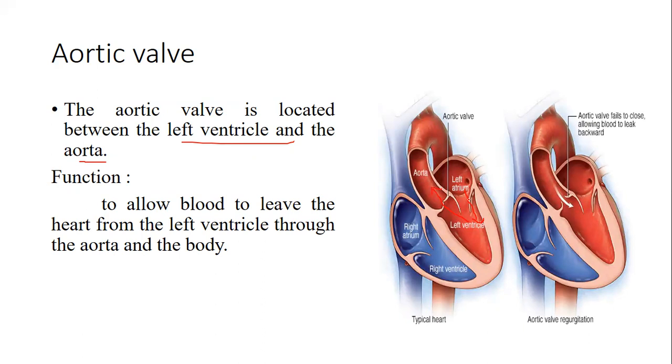We know that in between the left atrium and left ventricle, there is the mitral valve. To prevent the backflow of blood from the aorta, a major artery, to the left ventricle, where there is a chance of backflow, we have the aortic valve. It is mainly used to allow the unidirectional flow of blood from the left ventricle to the aorta.